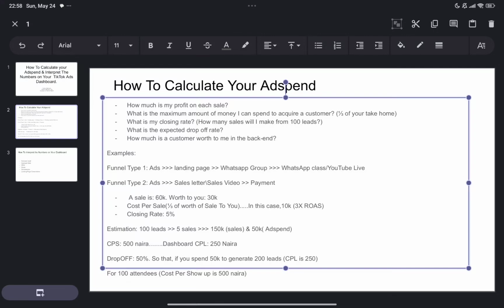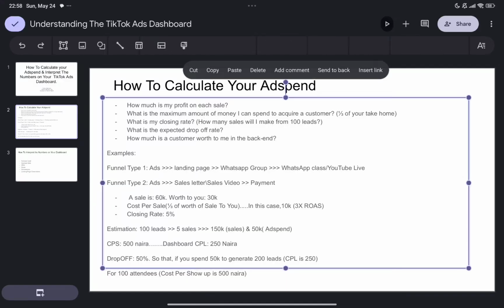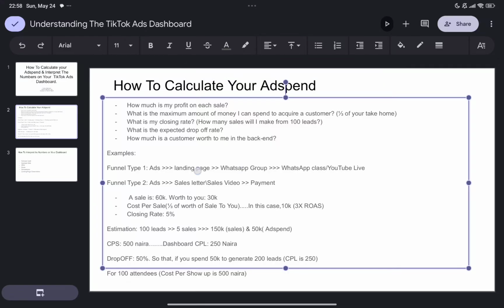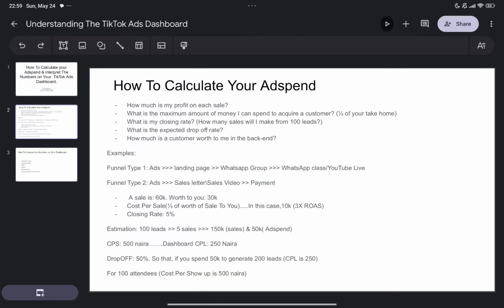If you look at this funnel, from the landing page, your cost per lead is between here and here, because from your ad, which is the click, your cost per lead is from your landing page to your WhatsApp group. This is what is recorded on the dashboard. So let's say 100 people come to this landing page, and out of those 100 people, 10 people are in your WhatsApp group. That means you've generated 10 leads. And if you check your dashboard, that is what you're expected to see.